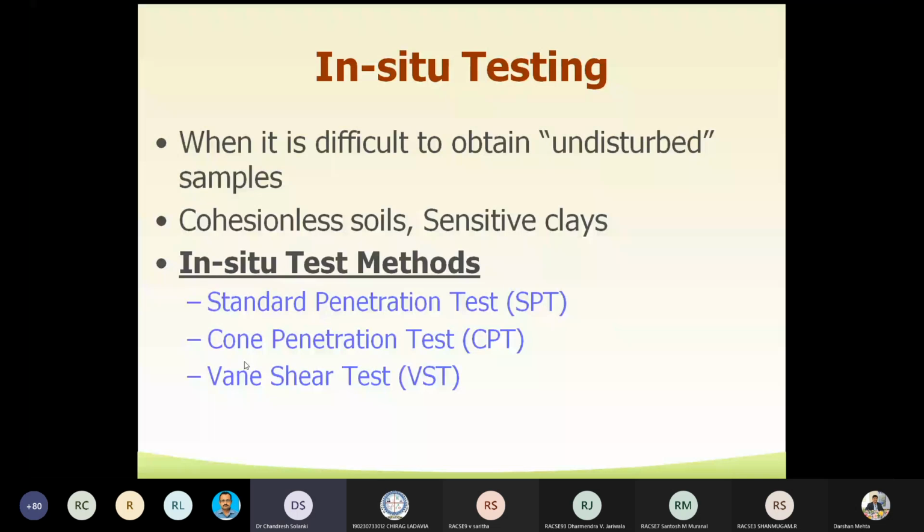So what are the in situ test methods? In situ test methods are the standard penetration test, the static cone penetration test and dynamic cone penetration test, the two cone penetration tests, and the vane shear test. So these are the tests we generally perform in the field for conventional foundation design.